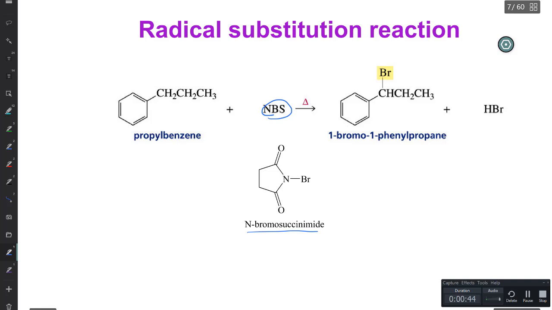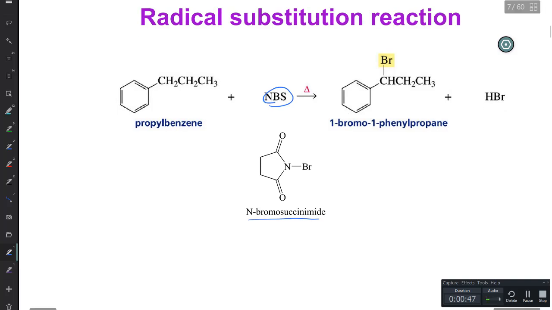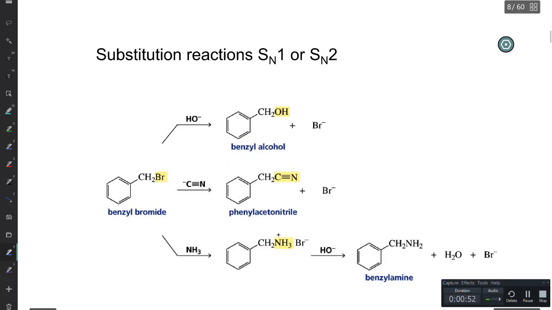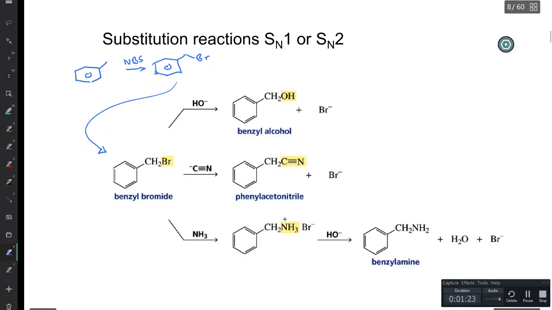NBS is N-bromosuccinimide. But once you've done that, then there's a whole bunch of other reactions that you can do. So for example, if you have toluene like this, and you react it with NBS, you'll end up with this bromo, so benzyl bromide, that's this guy here. And then once you've done that, this is just a sampling of reactions your book gives you. There's a number of modifications you can make to that to produce different kinds of functional groups.